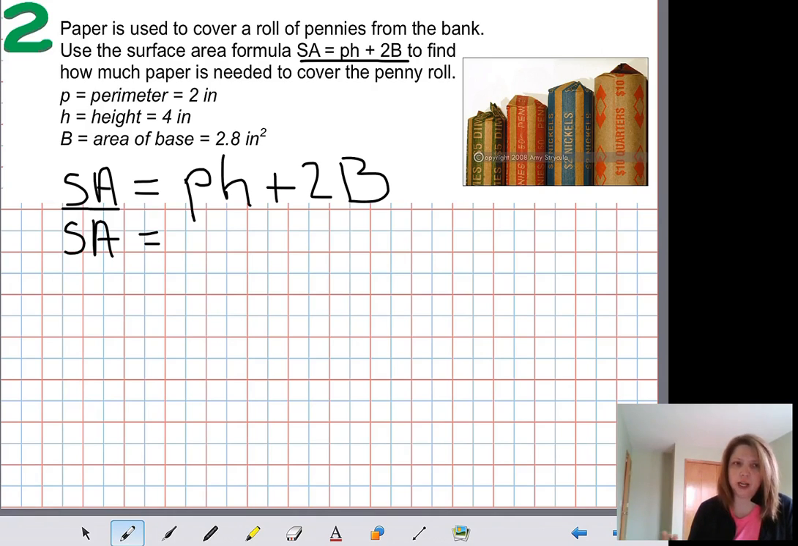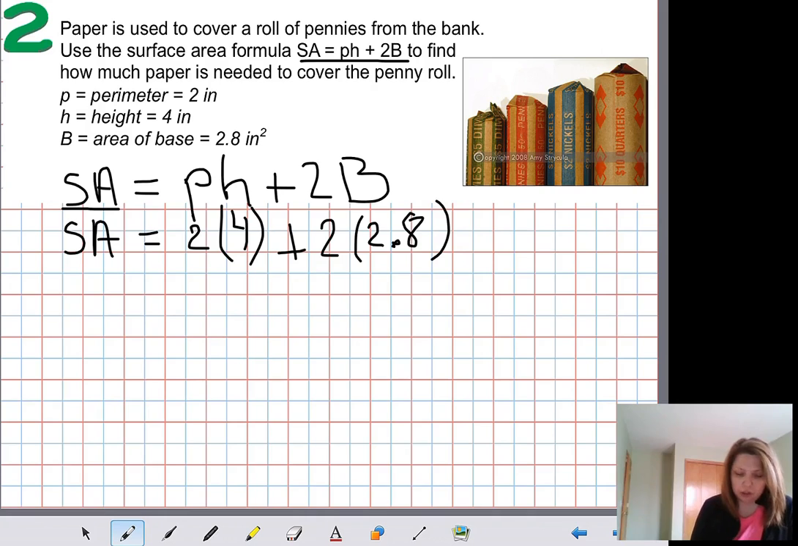And think about if you have to wrap a gift for somebody, you will need paper. Pretty much this is what the question is. How much paper will you need in order to wrap up all those rolls? So the perimeter, or P, is given to be 2 inches, times the height is 4 inches, plus 2 times the area of the base, which is 2.8 inches. Alright, well, let's do the calculations and we'll get the answer.